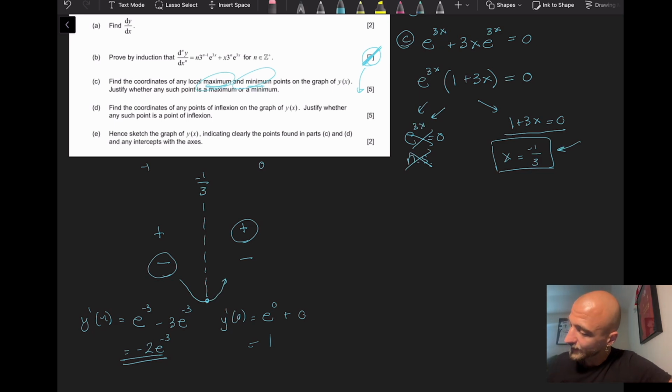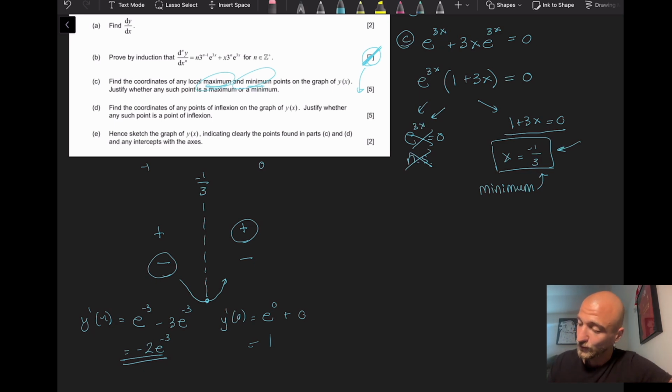So we know that x equals negative 1/3 is a minimum. I think I misspelled minimum there. Let's try that again, shall we? Boom. See, it's one of those days, guys. I'm sorry, bear with me. Minimum. There it is. We know that a minimum occurs at x is equal to negative 1/3.